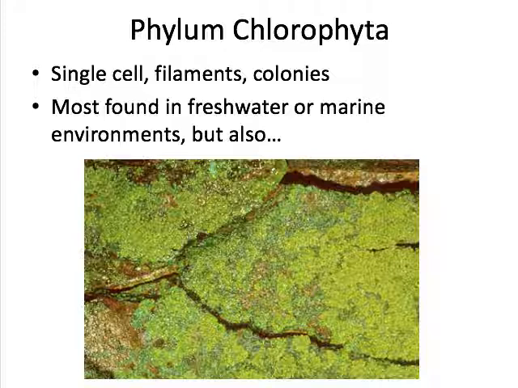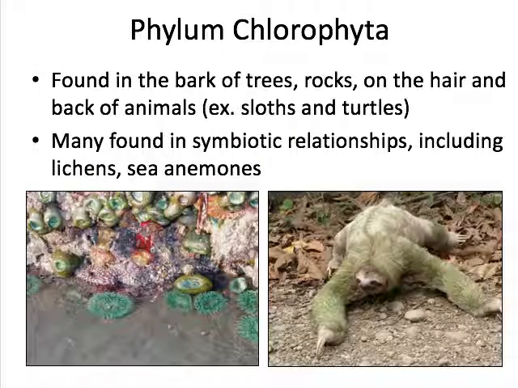Most of them are found in freshwater or in marine ocean environments, but we can also find them growing on the sides of trees or rocks or even on the hair of animals. For example, the very famous slow-moving sloths actually have algae growing in their hair, which gives them a nice camouflage. Many members of phylum Chlorophyta are found in symbiotic relationships with other organisms, including in a symbiosis with things such as lichen or sea anemone.